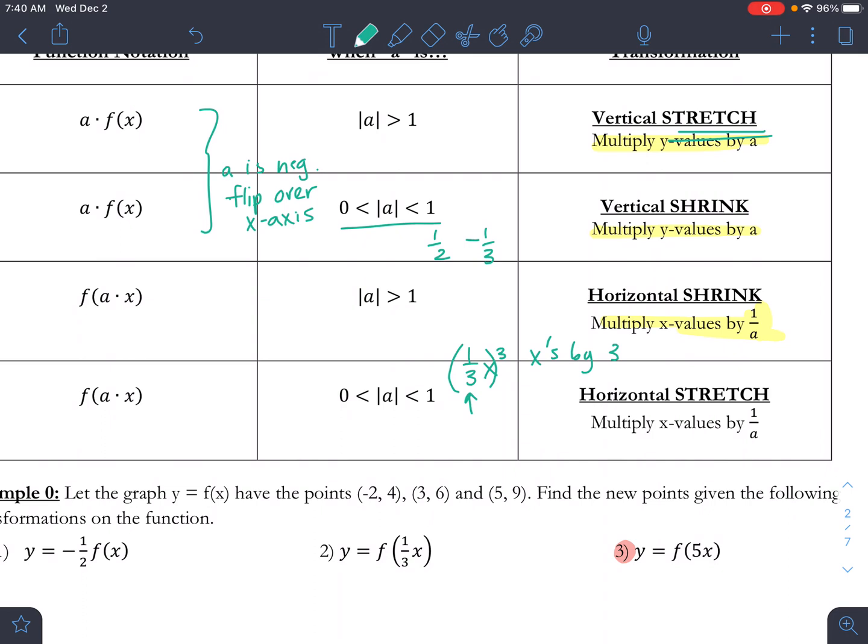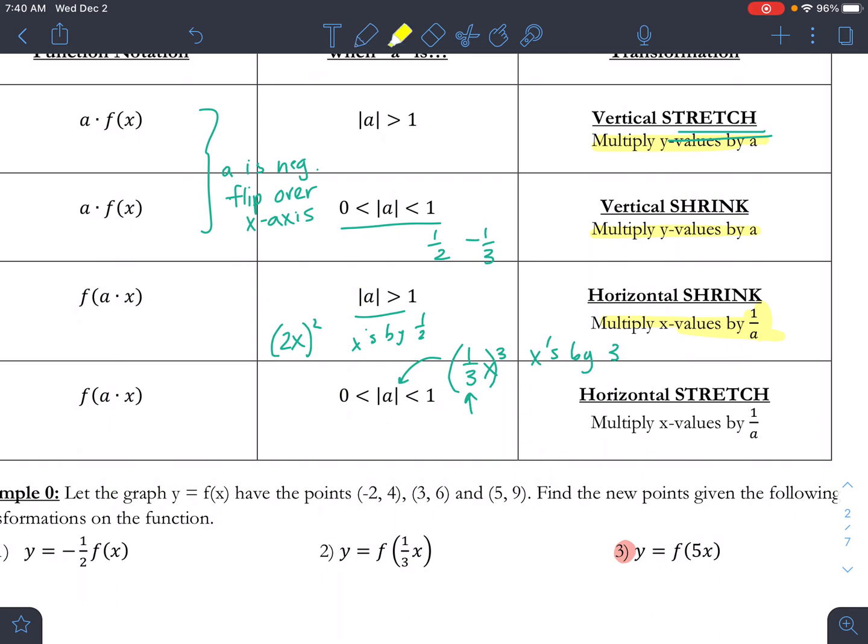So flip that fraction. And again, that would be a between 0 and 1. If a is greater than 1, same thing. So if it was, say, 2x squared, that's one option you could do, and you would multiply the x's by 1/2. The opposite.